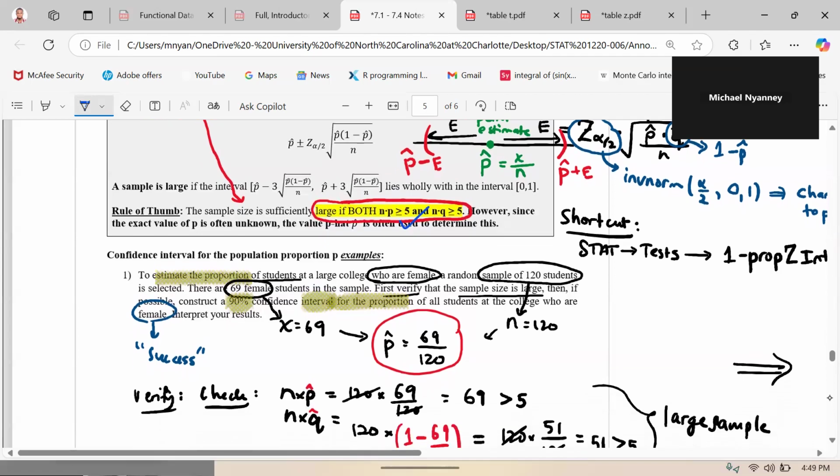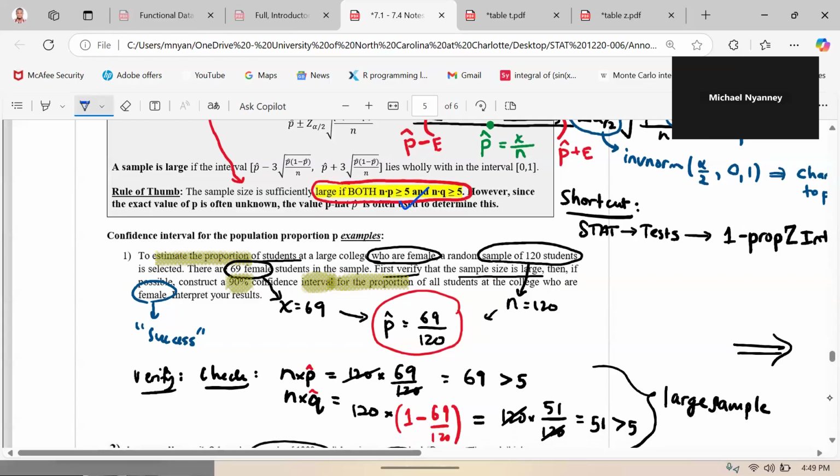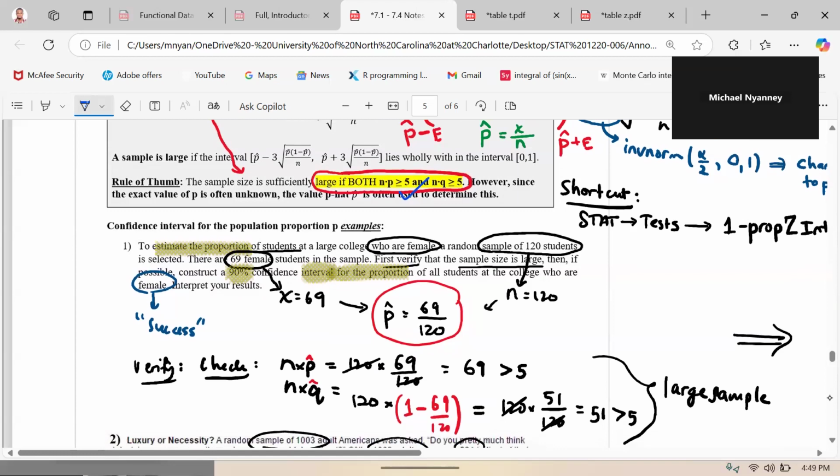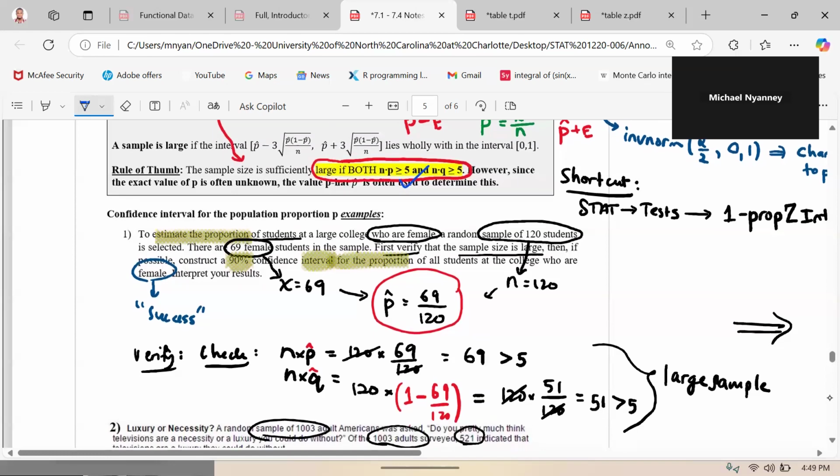So we want to estimate the proportion of students at a large college who are female. So our focus is on female. We took a random sample. We have n to be 120, and there are 69 females. So we are focused on female, 69. This implies that the number of males is 120 minus 69. So we have to verify that the sample size is large, then if possible, construct a 90% confidence interval for the proportion of all students at the college who are female.